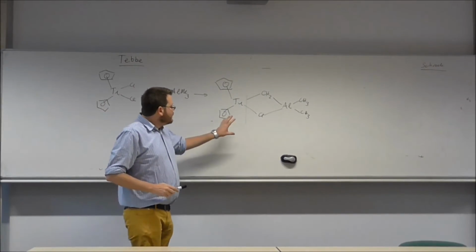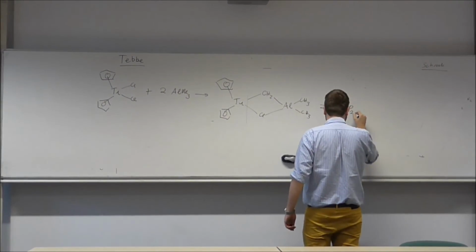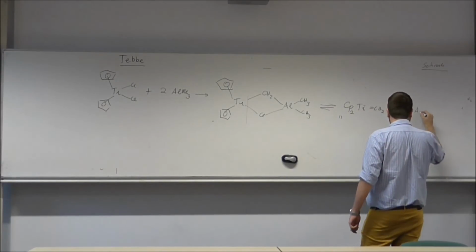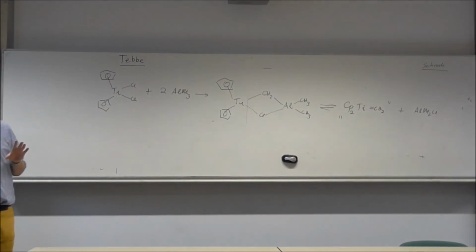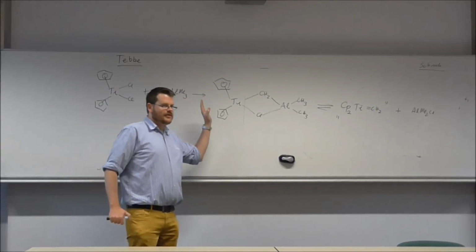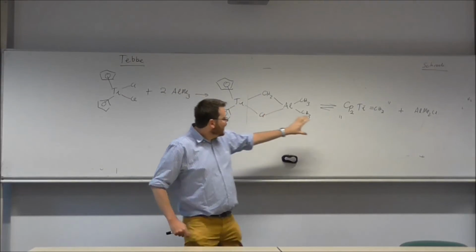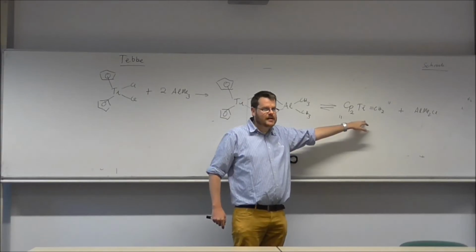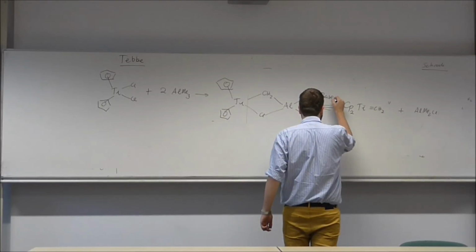Now, I said last week that this thing is in equilibrium with this. That's not strictly speaking correct. The equilibrium lies very, very far to the left. To promote this equilibrium, in other words, to get access to this hot species here, which is the one that does the olefination, this is the one we want, we have to add a Lewis base. Let's just write here base.